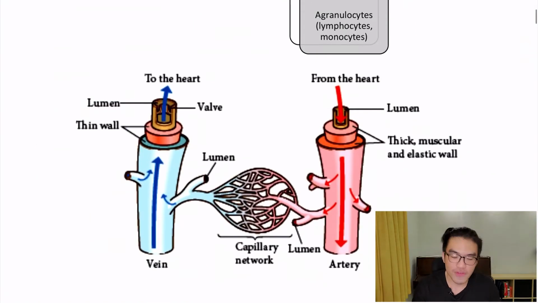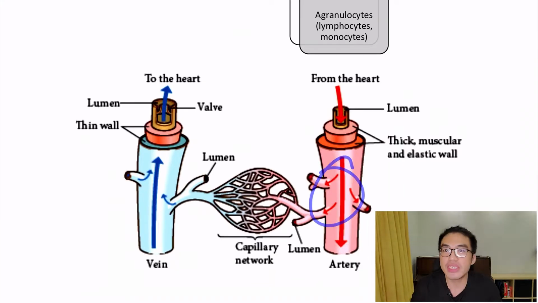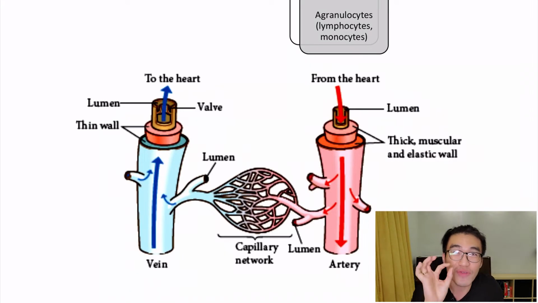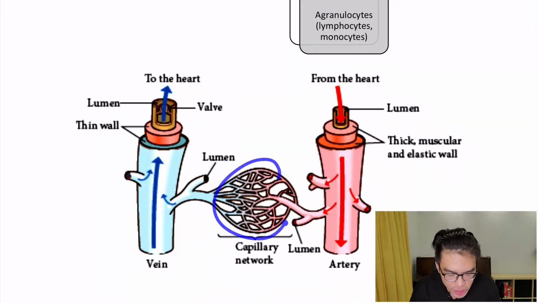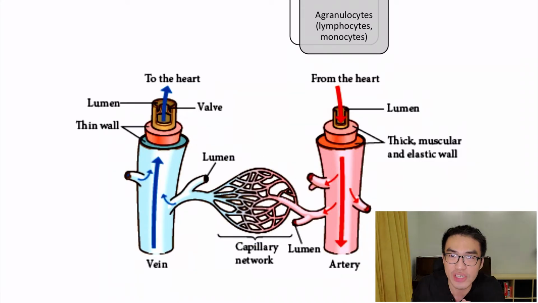Moving on, we have your blood vessel. Arteries, since they have very large pressure, they have thick and muscular and elastic wall. And of course, they have very small lumen, meaning the blood is flowing very fast. Next, they will go into the blood capillaries. This has the largest total surface area because this is where all the substance exchange will happen.